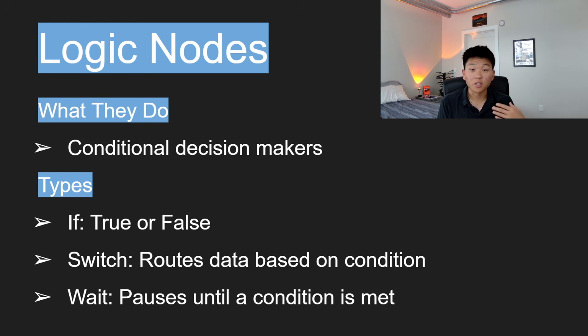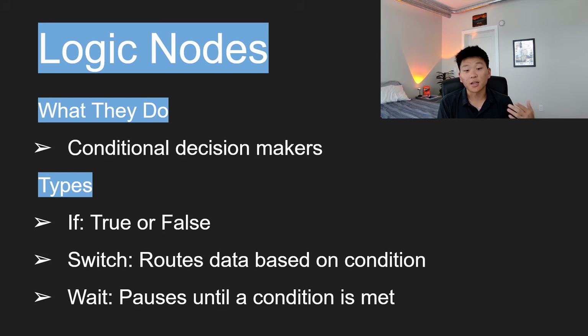It's going to check if a specific condition is true or false. Is this value higher than 10? It's going to go this way. Otherwise, it's going to go this way. We've got a switch node, which is going to allow you to put multiple conditions in there, and it's going to be checked and direct the workflow to a specific action based on that conditional check.